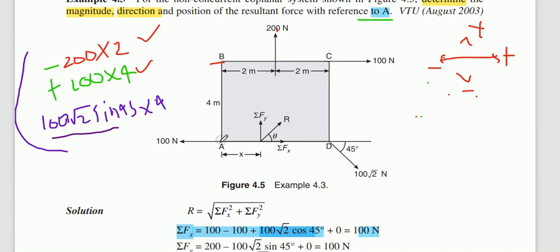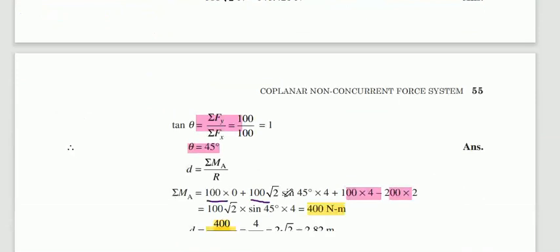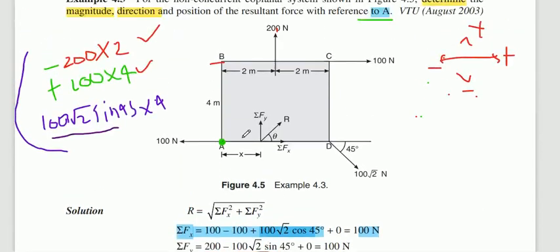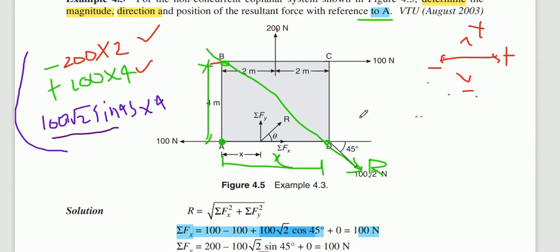So point A is here. What is the x intercept value? The x intercept is 4 meter, the y intercept is also 4 meter. That is, from point A, 4 meter means here, and from point A, 4 meter means here. Our resultant lies in this direction. So that is x intercept 4, y intercept 4. This is our resultant. This is the x intercept and this is the y. So after doing the calculation, you have to draw the position of the resultant. Yes, is it clear?